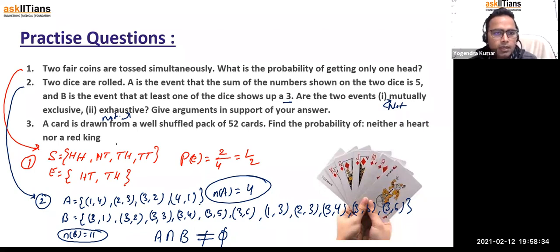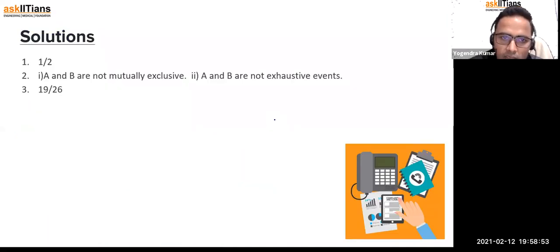Okay, next question. Now a card is drawn from a well shuffled pack of 52 cards. Find the probability of neither heart nor a king, right? I think nor a red king. We have seen this type of question before. I hope you can attempt it, right? Okay, try it. Solutions are provided, answers are provided, right?